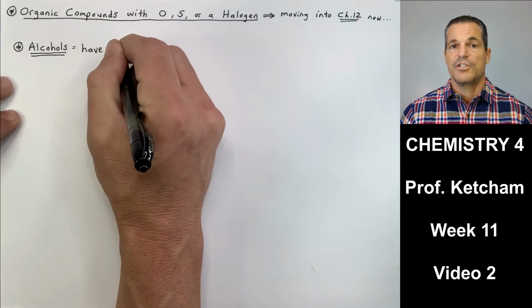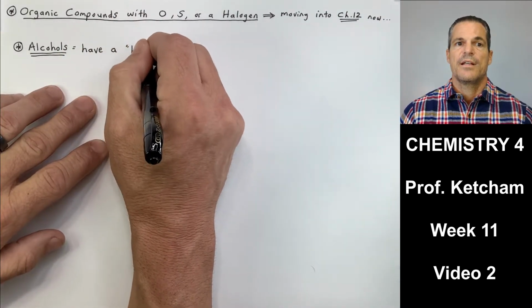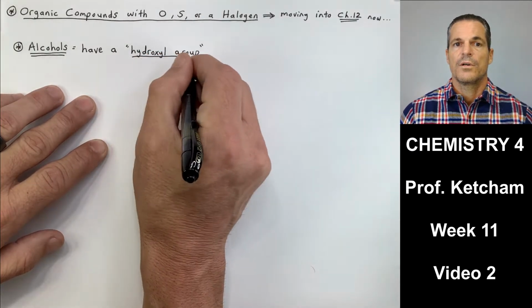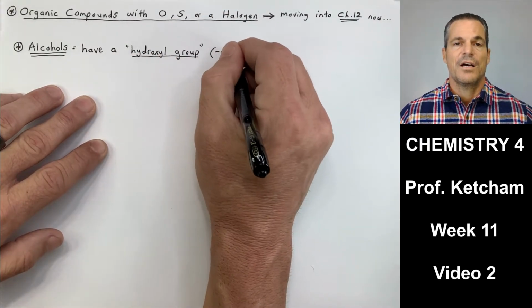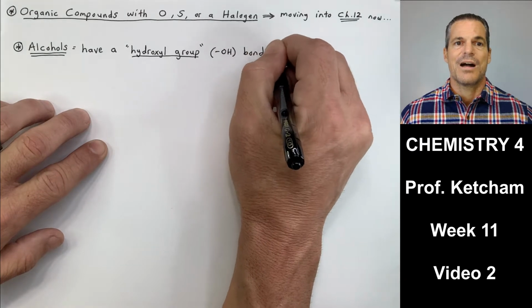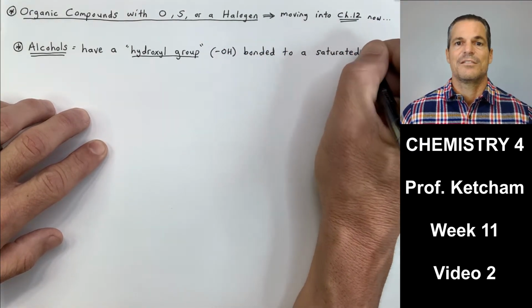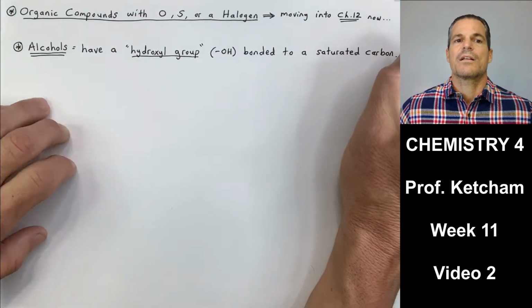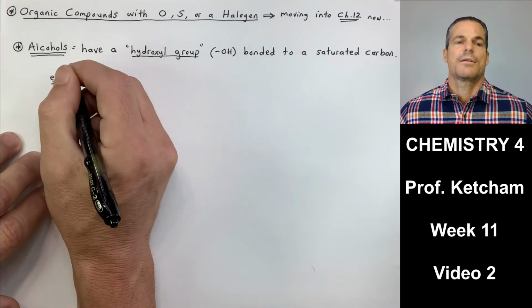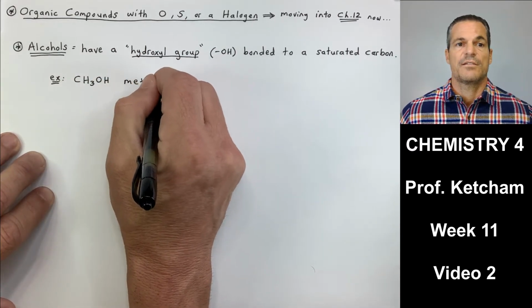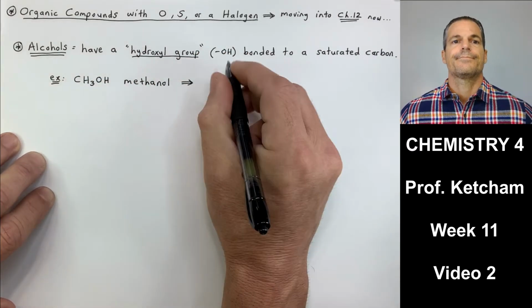So this is going to be chapter 12 we're starting now. And that's when we have organic compounds with oxygen, sulfur, or a halogen. I want to tell you, if I had a pen right now, I'd put a box around the O and cross out the S and the halogen. This is mainly all about organic compounds with oxygen. Okay? So the first compound with oxygen that I can think of, and I think that's important, is alcohols.